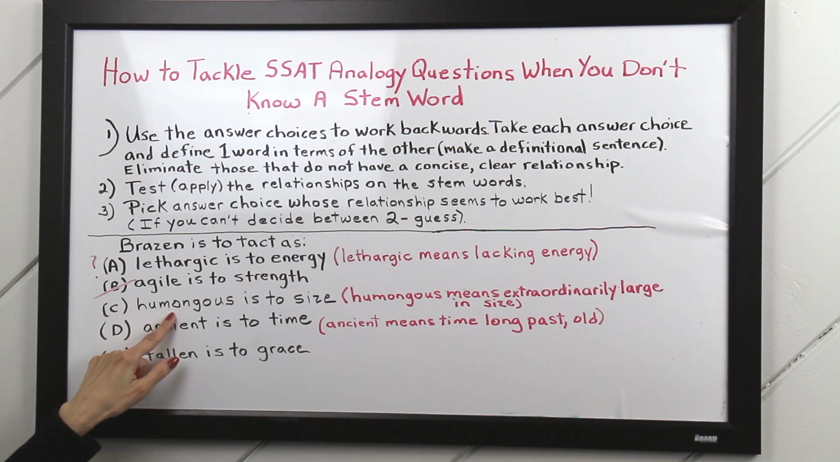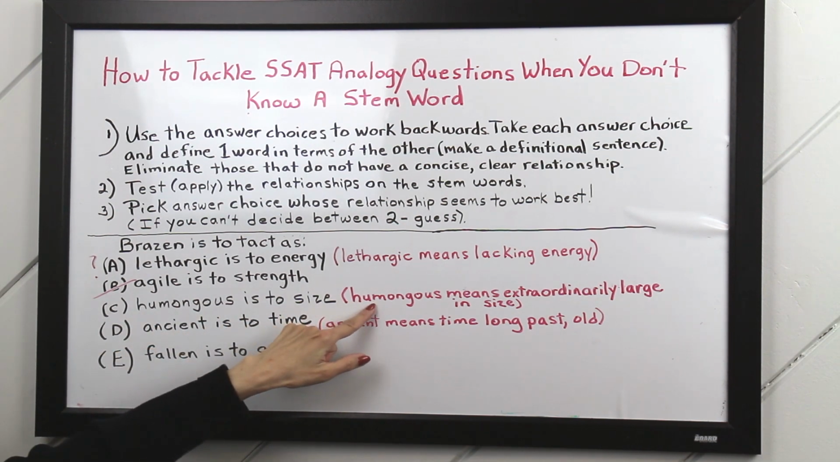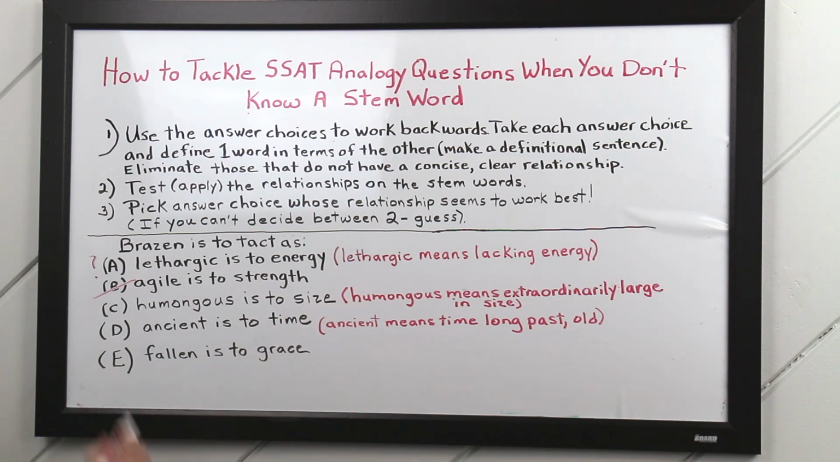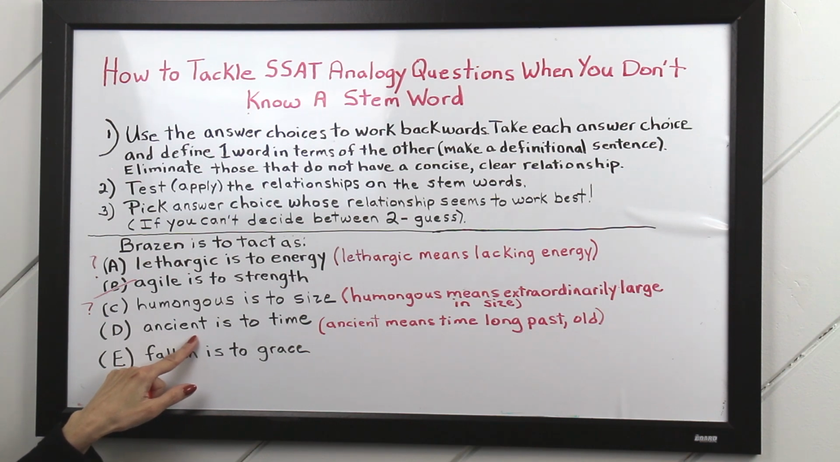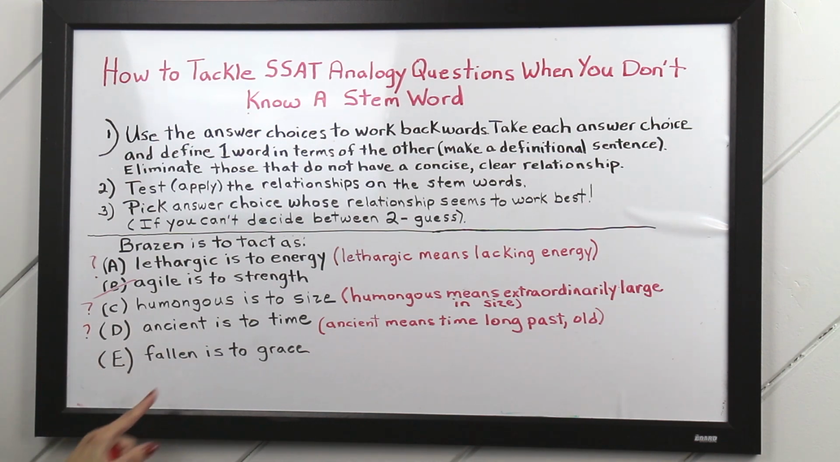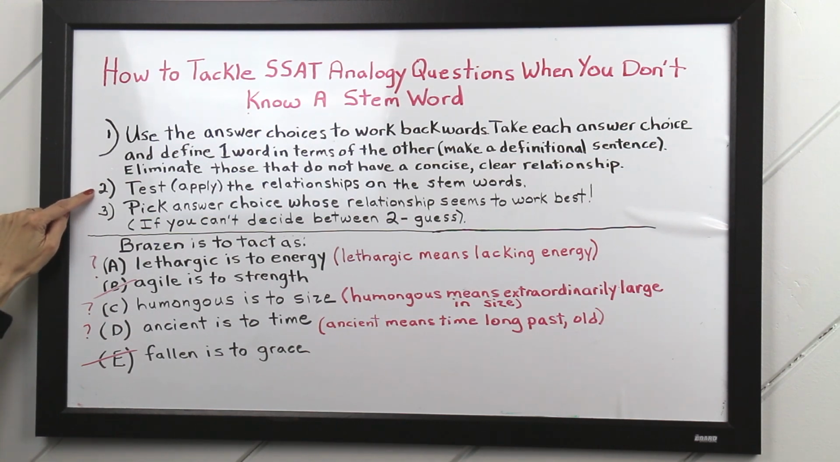Humongous is to size. Humongous means extraordinarily large in size. There's a relationship there, so let's keep that one. Ancient is to time. Ancient means time long past or old. There is a clear relationship. Let's keep D in as well. Fallen is to grace. No relationship there. Eliminated. So we've narrowed our choices down to A, C, and D. Let's look at step 2. Let's test and apply the relationships on the stem words.